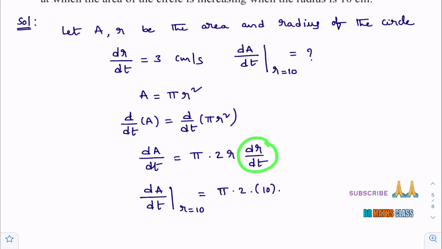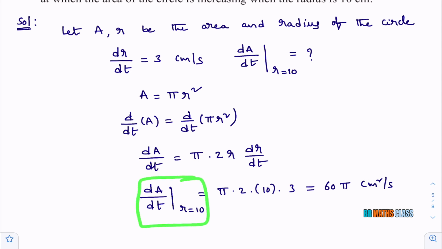What is dr by dt? Look here, dr by dt is given as 3. If I simplify this, what you will get? 30 into 2, 60 pi. This is dA by dt, the area, that is centimeter square, by t, that is time. So centimeter square per second. So dA by dt at r equal to 10 is 60 pi centimeter square per second.